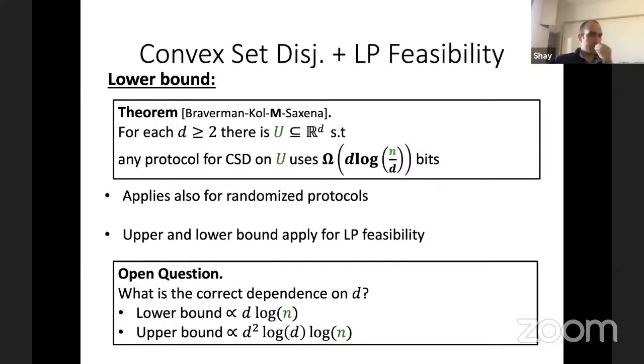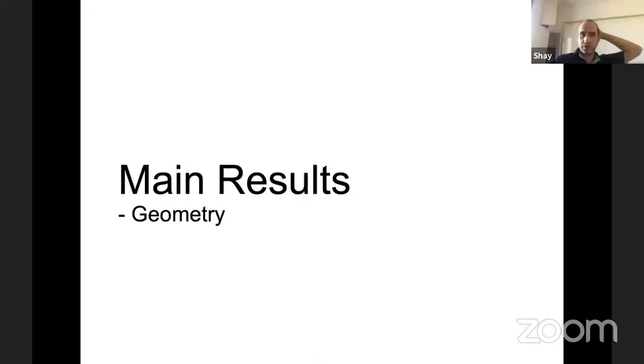Okay. So these are the main results. And now let me describe some of the technical tools. So we have some tools we developed in geometry that were very useful.